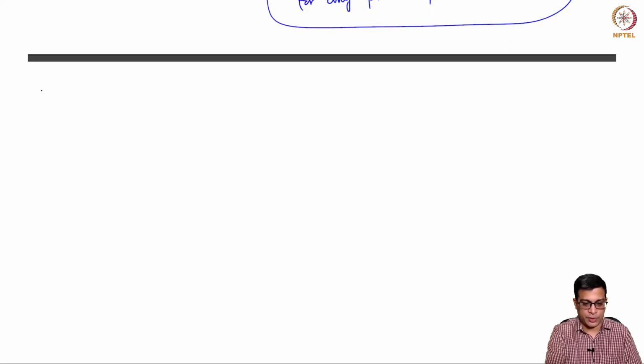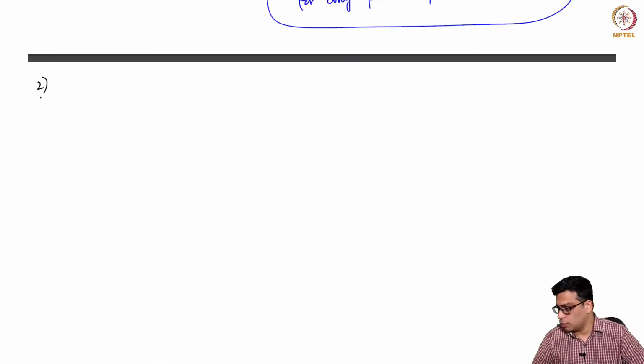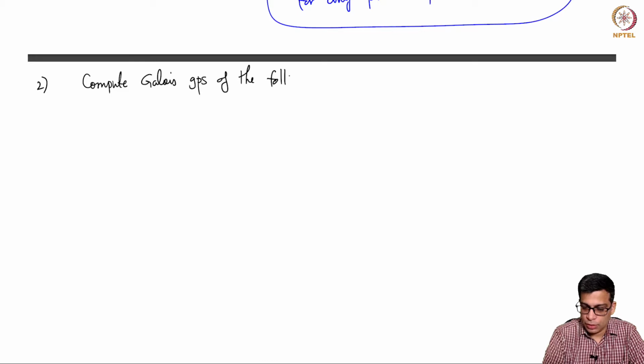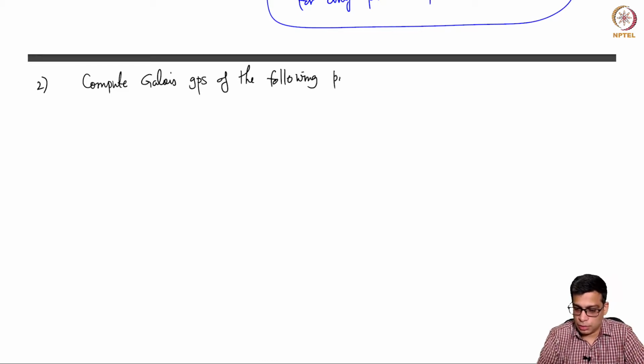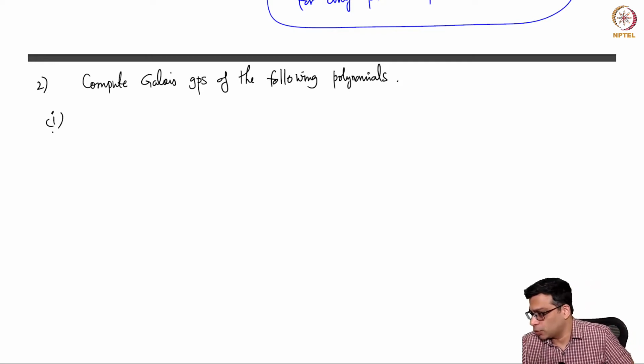Now let's continue with the second problem. The first problem was to do Sp, and we looked at some interesting examples of that. But let's now compute Galois groups of some polynomials. I'm going to go a little fast with these examples. I'll indicate what needs to be done and maybe leave some exercises for you to do along the way.